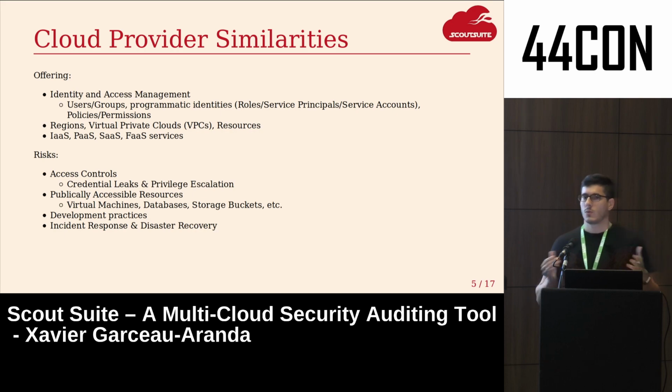The big one, as always, is identity and access management. So any cloud provider is going to allow you to create users, create groups, have some kind of programmatic identity so that your code can authenticate to the cloud provider and access other services. So in AWS, it's roles, you have service principals in Azure, you have service accounts in GCP, and obviously you always have some sort of policies or permissions that allow all of these identities to carry out actions and interact with the different services, right?